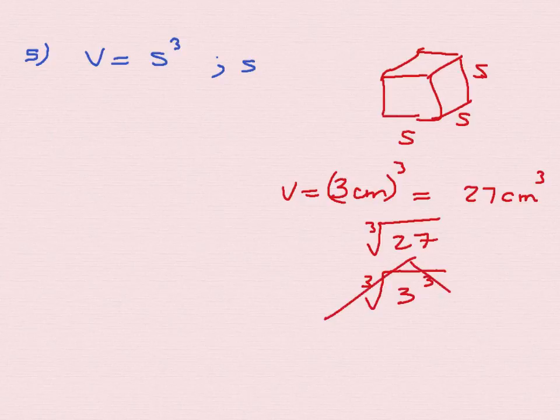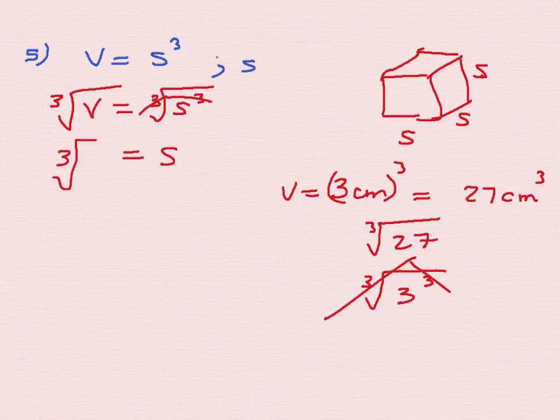So remember that when you want to find a letter by itself and it's cubed, you must take the cube root of both sides. So the cube root of the volume, now these will cancel, and you're left with the side equals the cube root of your volume. That could be important in a question coming up where you have perhaps a sphere.